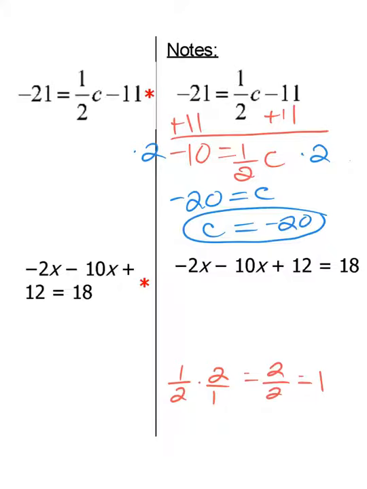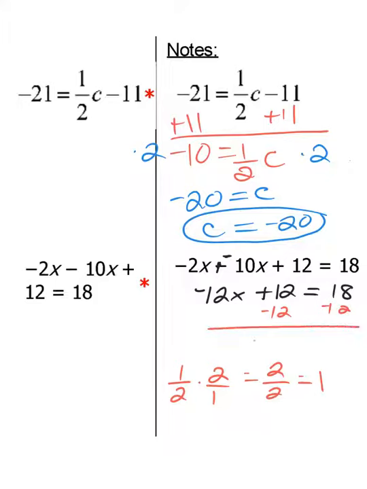So what do I have to combine for the second problem? The like terms. Yep. The like terms. -2 minus 10 is going to give me what? -12, right. Remember, you add the opposite whenever you're dealing with subtraction and a negative. So I have -12x plus 12 equals 18. Then I subtract 12 and subtract 12. So I have -12x equals 6.